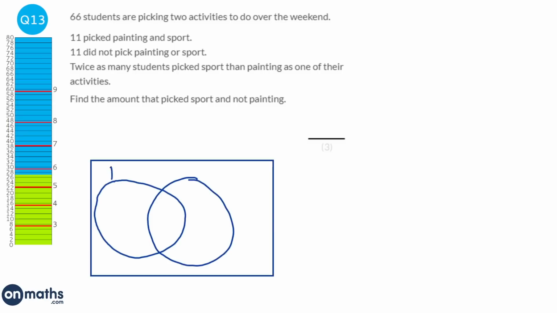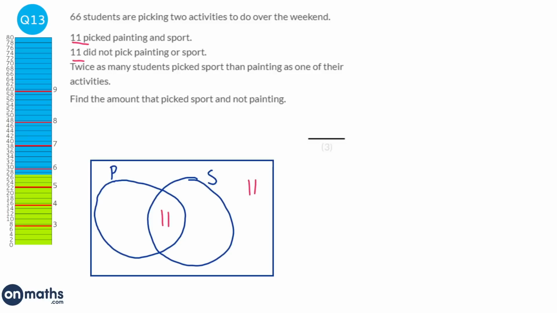It was either painting, which I'll put as a P, and sport, which I'll put as an S. So let's start filling in the information it gives us. 11 picked painting and sport, so that will go in the middle because that is painting and sport, and 11 didn't pick painting or sport, so they can sit on the outside.